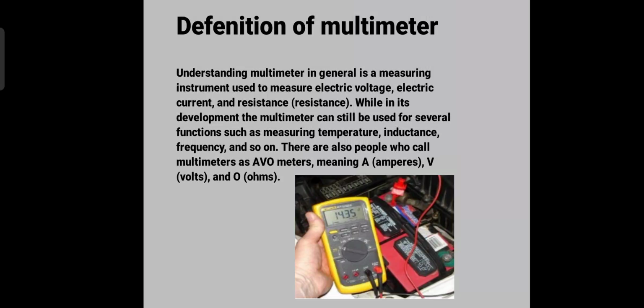Definition of multimeter. A multimeter in general is a measuring instrument used to measure electric voltage, electric current, and resistance. While in its development, the multimeter can still be used for several functions such as measuring temperature, inductance, frequency, and so on. There are also people who call multimeters AVO meters, meaning A for amperes, V for volt, and O for ohm.